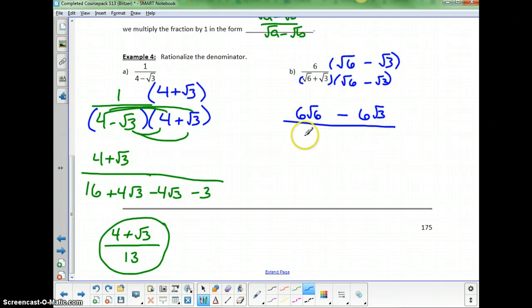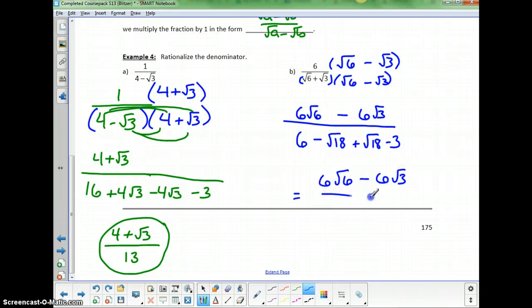over square root of 6 times square root of 6 is 6. Square root of 6 times square root of 3, that'll be negative square root of 18. Square root of 3 times square root of 6, that'll be positive square root of 18. And square root of 3 times negative square root of 3 will be negative 3. Okay, so I've got 6 square root of 6 minus 6 square root of 3 over negative square root of 18 and positive square root of 18 add to 0. And 6 minus 3 is 3.